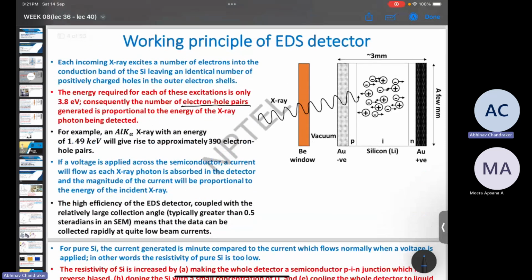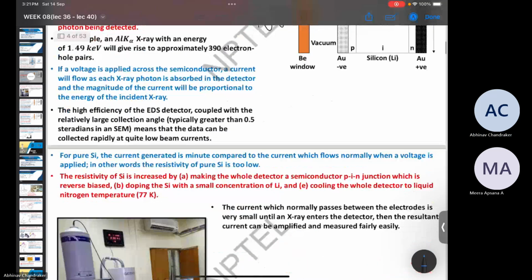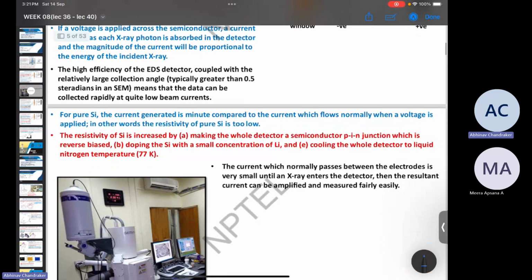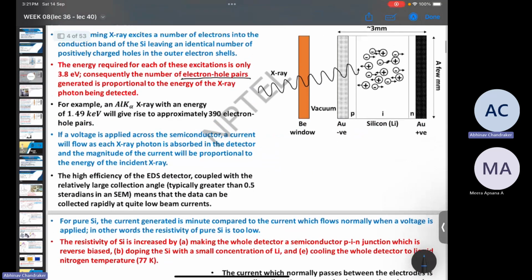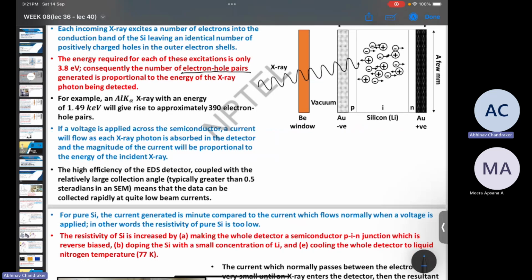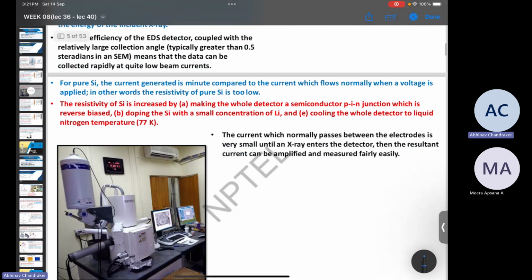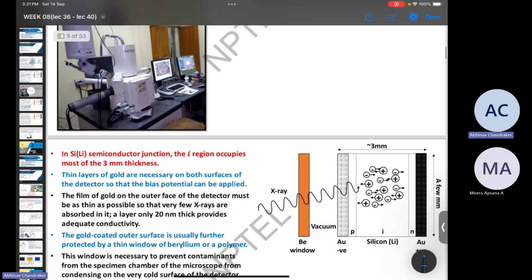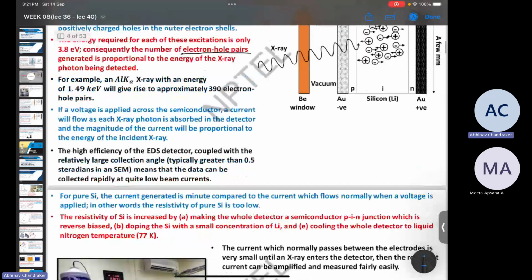So the advantage of using EDS is that it can be used to detect a very big range of elements at the same time. But there are some limitations also. One limitation is that it cannot detect the, okay, we'll come to that one later.